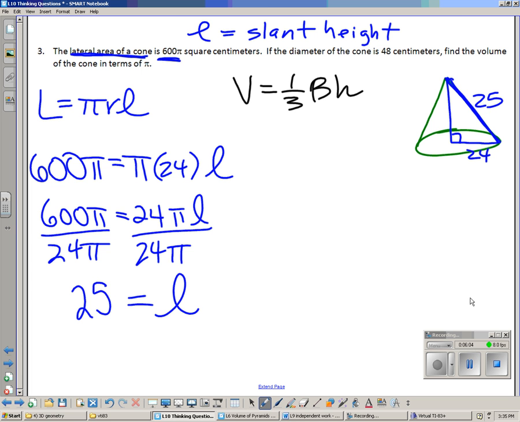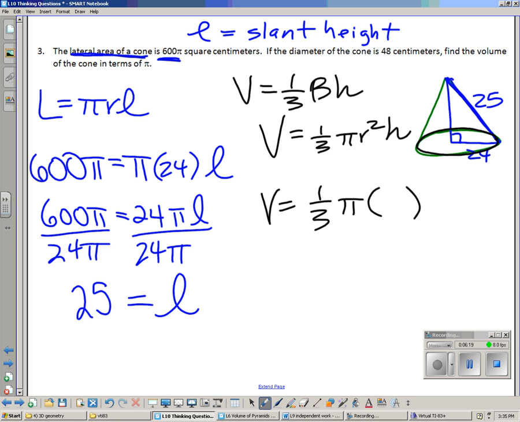Now, they asked us to find the volume in terms of pi. The volume formula is 1/3 big B times h. But since we have a circular base, big B gets replaced with pi r squared. So now we can fill in what we know. We have 1/3 pi times the radius, which is 24 squared, times the height. Now, h is the regular height, okay? Not the slanty slant height. So right now, we need to find out what this is.